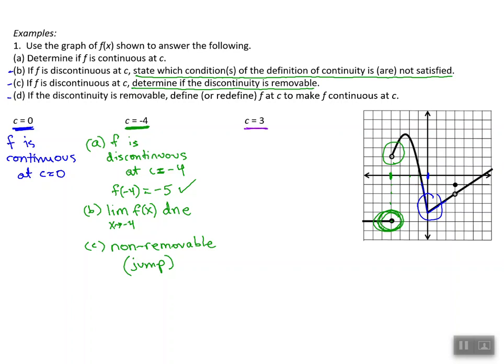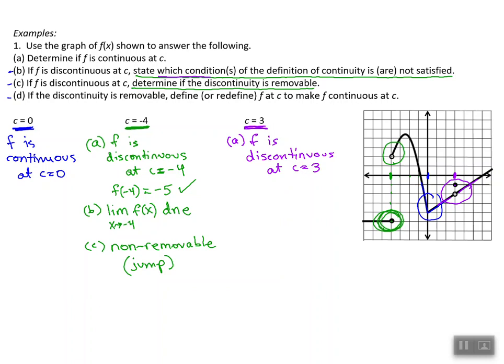Let's take a look at when c equals 3. So over here, that's the x value 3, and I notice all of this stuff going on where x is 3. So first of all, I cannot draw this without picking up my pencil. I'd be coming from the left, I'd have to stop, plot that point above, and then go back down to the line and keep going. So part A, I know that my function is discontinuous at c equals 3.